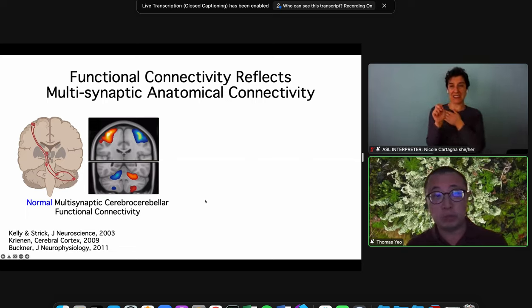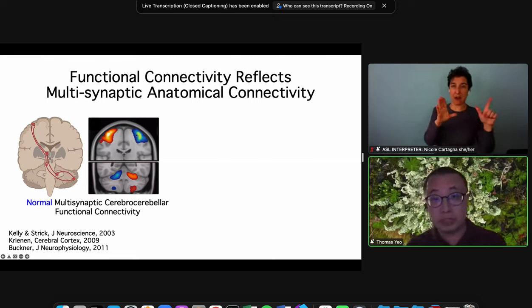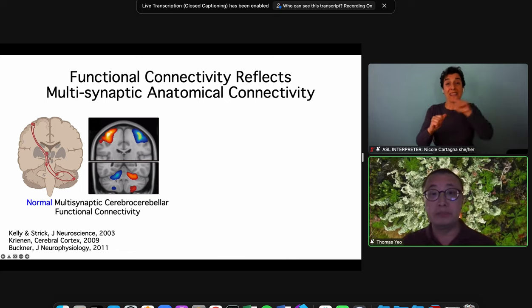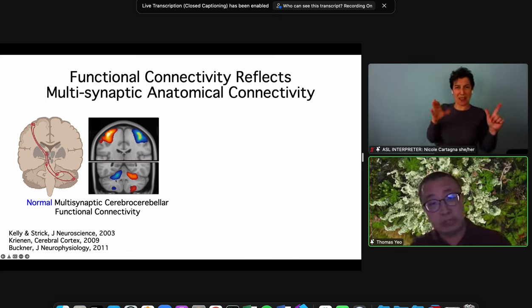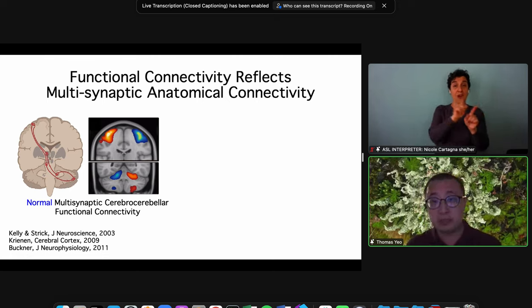In healthy individuals, left motor cortex has stronger functional connectivity with right cerebellum than with left cerebellum. Conversely, right motor cortex has stronger functional connectivity with left cerebellum than right cerebellum. Now, because different blood vessels serve contralateral motor cortex and the cerebellum, the functional connectivity is not just the result of vascular artifacts.